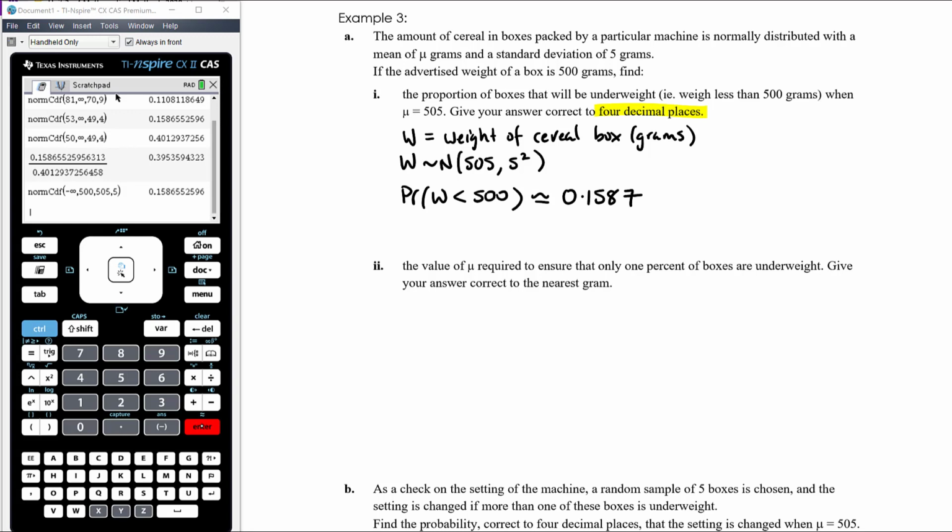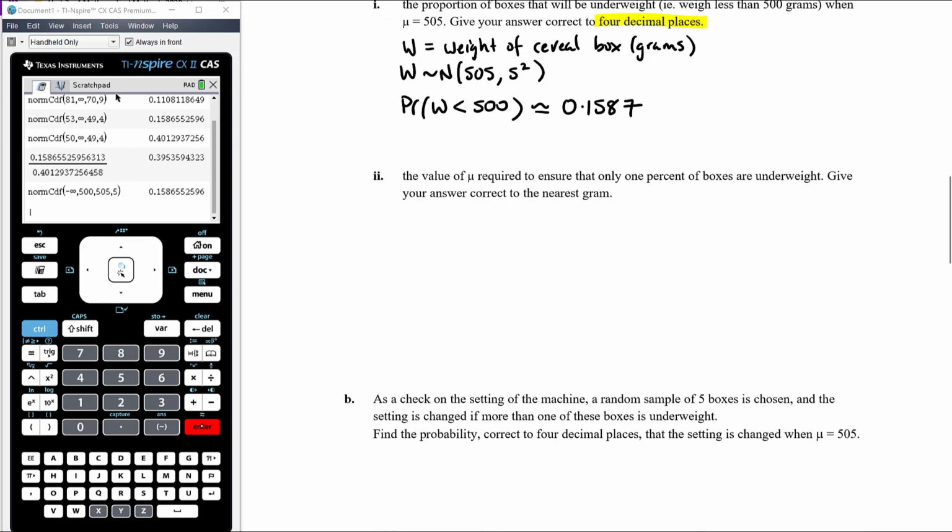Part 2. Find the value of mu required to ensure that only 1% of boxes are underweight. Give your answer correct to the nearest gram. Okay, so what we're seeing here is 15% of the boxes are underweight if the mean is only 505. What does the mean need to be so that we only have 1% of boxes underweight? So again, sort of, does my answer make sense? I'm expecting the mean has to be more than 505.